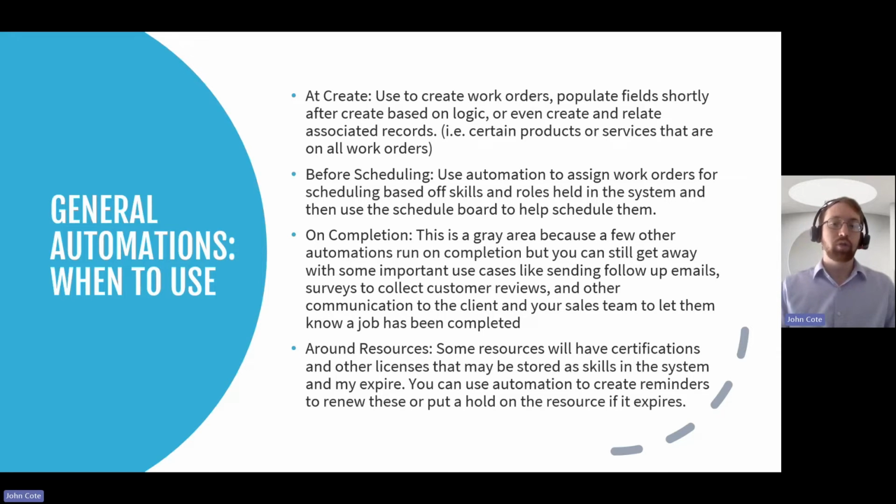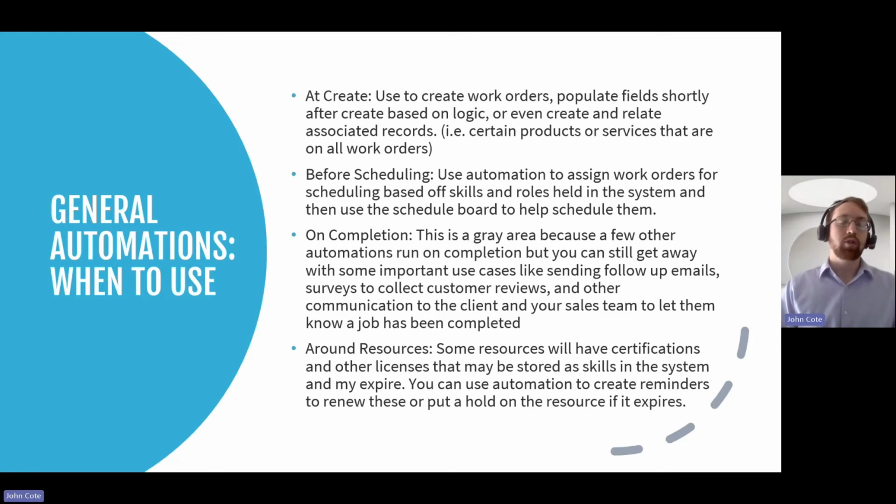The last spot I would say is another really good spot is just around resources in the system in general. Those resources that you set up, not the backend resources we were just talking about. So some of your resources have certifications and skills, like I mentioned, or licenses that may be stored in the system that do expire. So if you're not using the skills table, if you're using like a Word document or something that you're just uploading, or a PDF, a picture of that certification, you can use automation around those as well. I would recommend using the skills table and using automation around that though.